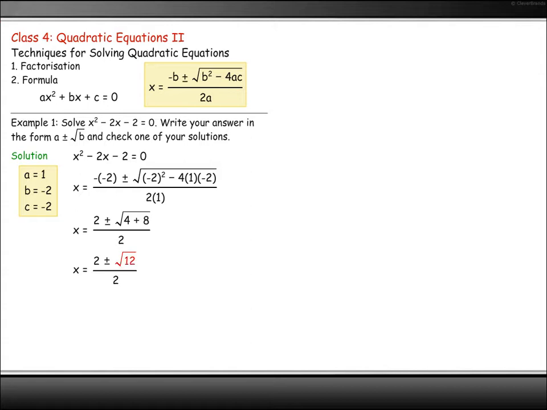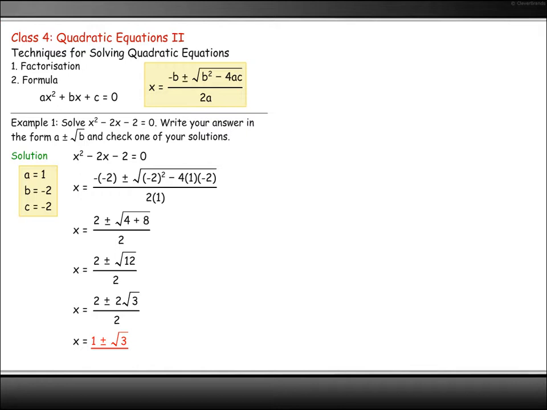You know from the third section that root 12 breaks down to 2 root 3. Divide the 2 into each term above to give 1 plus or minus root 3 as your answer. Leave the answer in this form, as this is what is meant by writing the answer as a plus or minus root b. The solutions are 1 plus root 3 or 1 minus root 3.